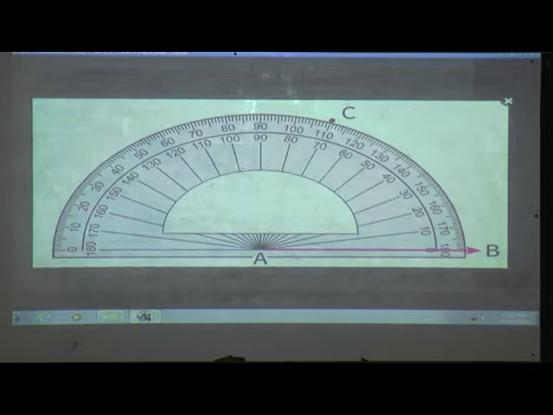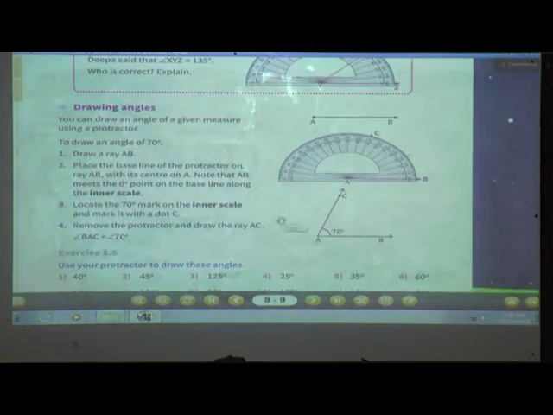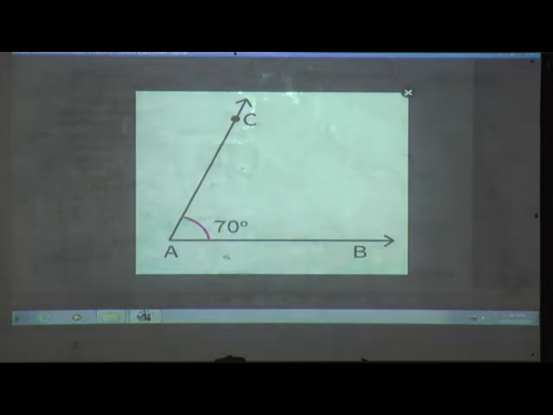Now locate the 70 degree mark on the inner scale. Here it is, 70 degree. So make a point and name it C. Now remove your protractor and draw ray AC. So the angle BAC is 70 degrees, or angle CAB is 70 degrees.